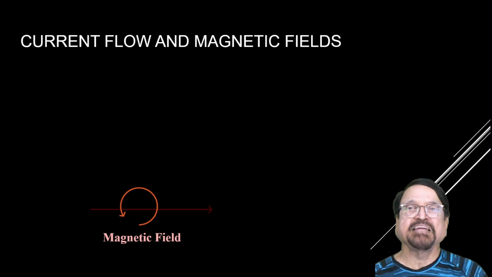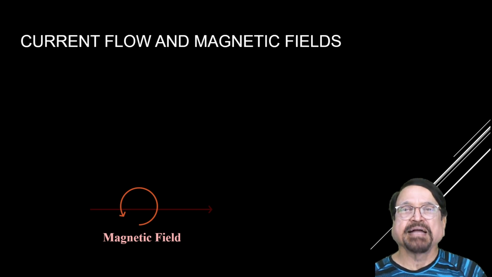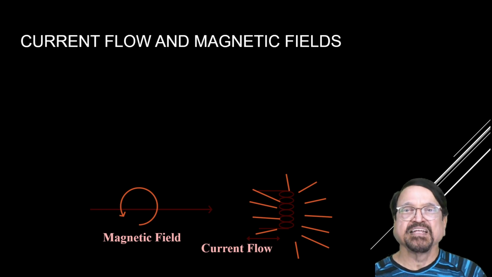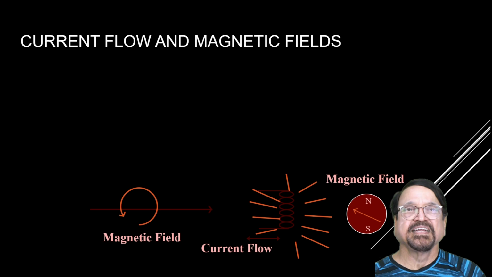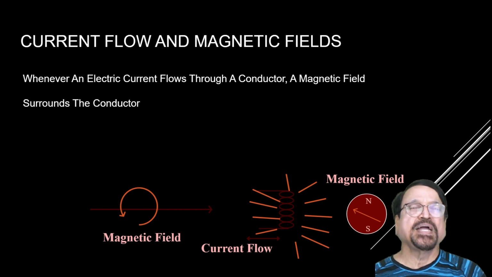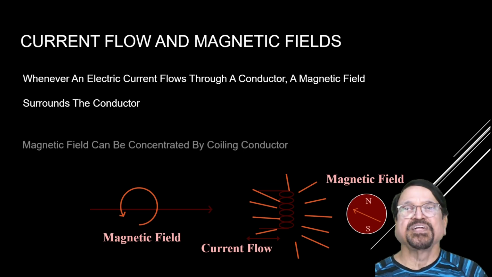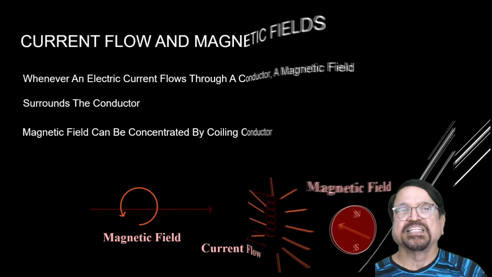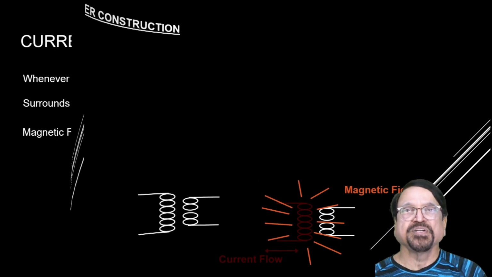Current flow and the magnetic fields. See now, this is the magnetic field. You can see the current flow and magnetic field. This is a diagrammatic presentation so that you can understand it better. Whenever an electric current flows through a conductor, a magnetic field surrounds the conductor. The magnetic field can be concentrated by coiling the conductor. This is what we are achieving in a transformer.